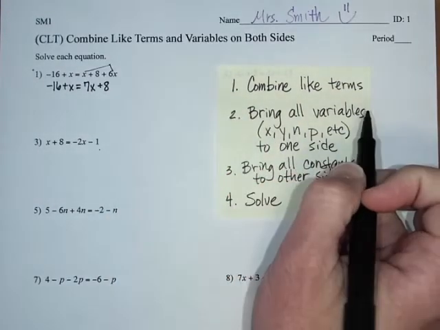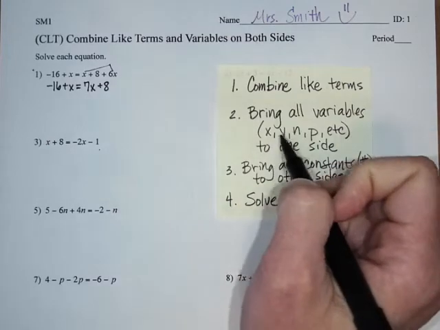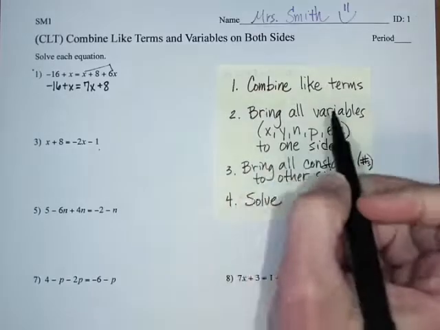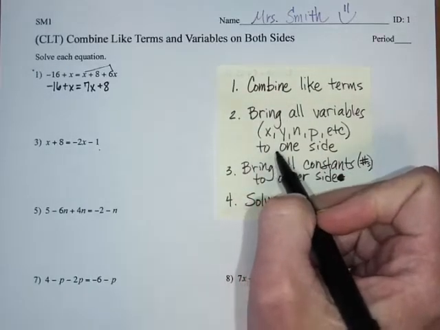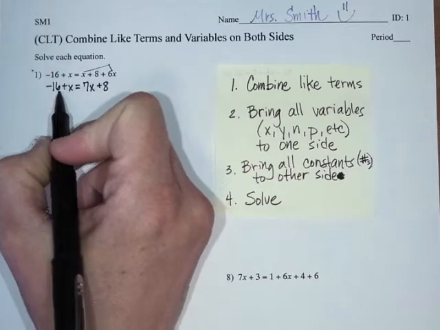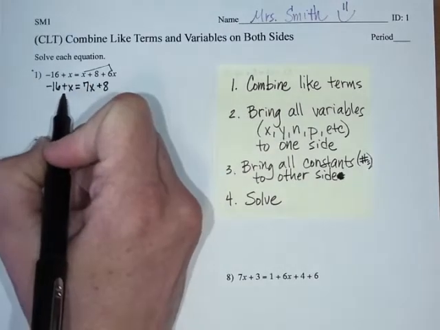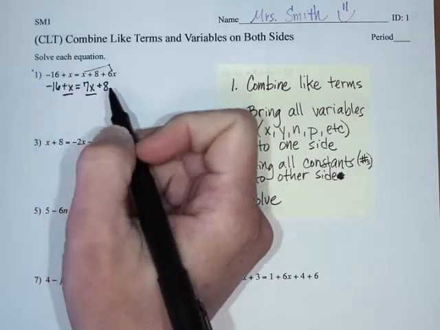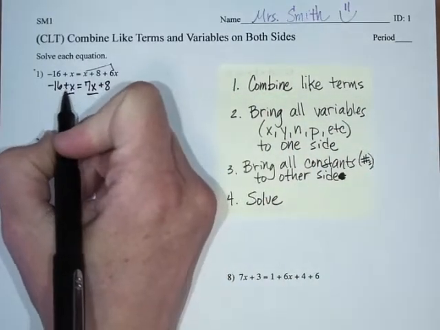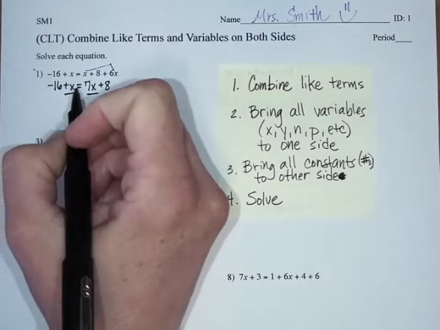It says bring all variables, like x or y or p or n, whatever they are. In this case, we have x's, right? Bring all the variables to one side. So basically, you only want variables on one side of the equal sign. Here we have variables on that side and on that side. So let's either get rid of this one or get rid of this one. I'm going to get rid of this x that's by itself.